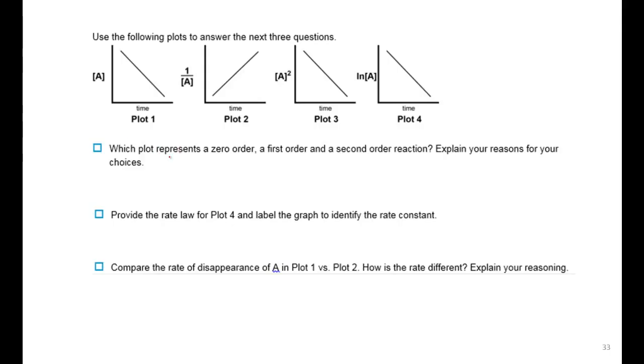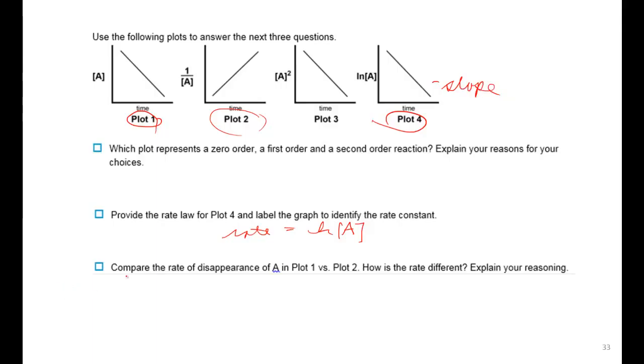Okay, here's a question. Which plot represents a 0th order? It's this one, right? First order, it's the natural log, that one. And second order is the inverse, okay? Rate law for plot 4. So rate is equal to K times the concentration of A. That's the rate law. And identify the rate constant. It's the negative of the slope.